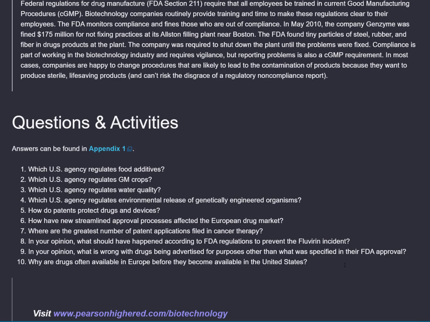Compliance is part of working in the biotechnology industry and requires vigilance, but reporting problems is also a CGMP requirement. In most cases, companies are happy to change procedures that are likely to lead to the contamination of products because they want to produce sterile, life-saving products, and can't risk the disgrace of a regulatory non-compliance report.